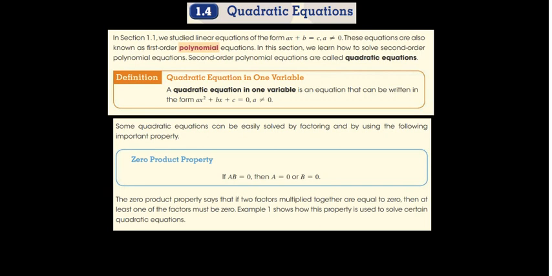In this section, we learn how to solve second order polynomial equations. Again, second order would be second degree polynomials. Second order polynomials are called quadratic equations.